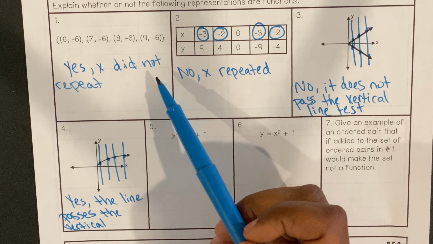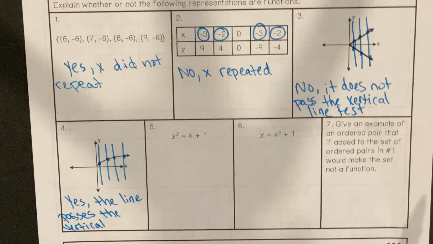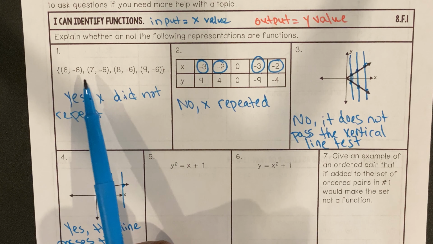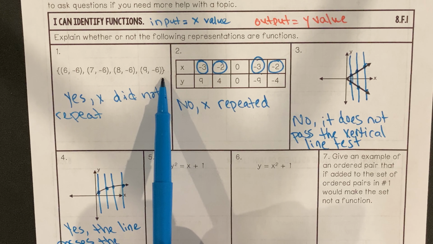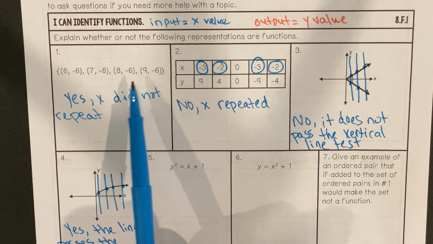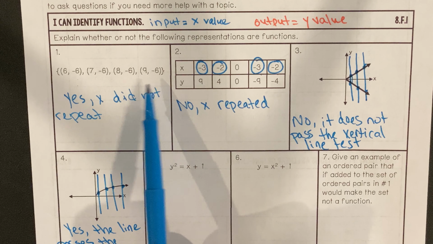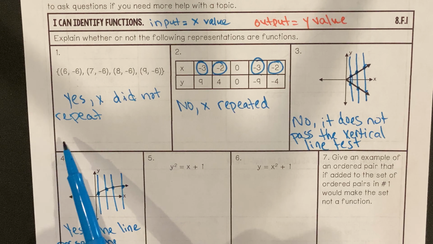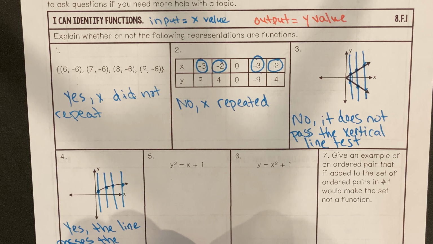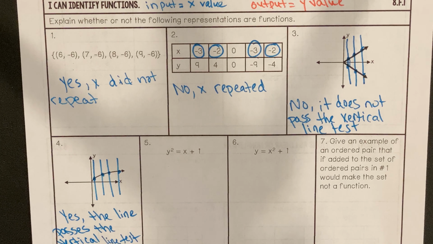So just like when we looked up here, we noticed that even though our output, our Y value for this one and this one are the same, all the Y values are the same. I don't know if you noticed that. That is okay. Your X cannot repeat. Your X cannot be the same. So let's look at number 5.